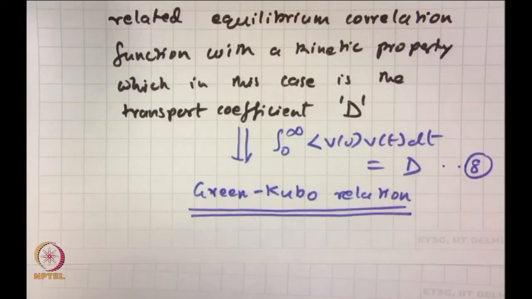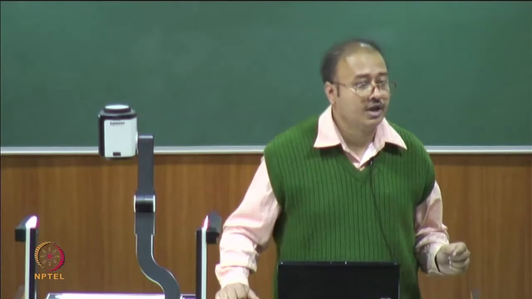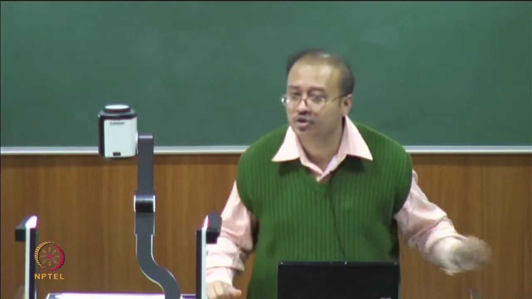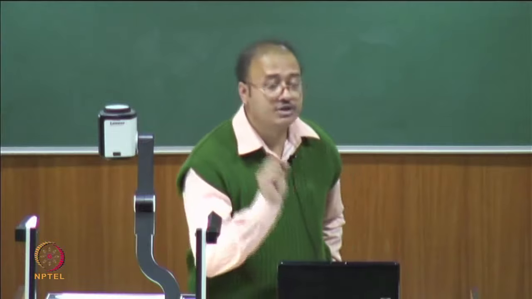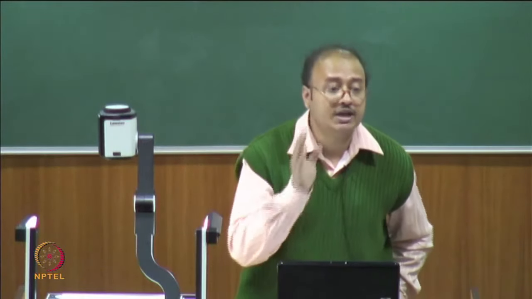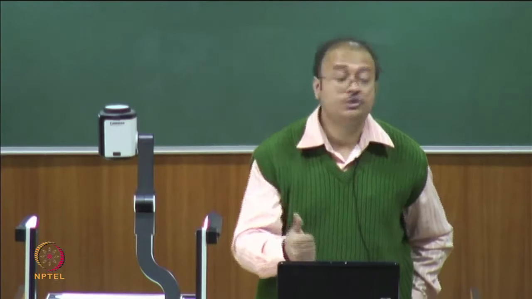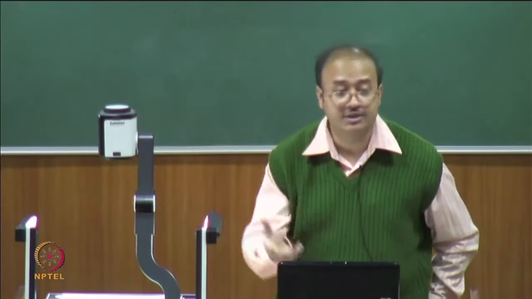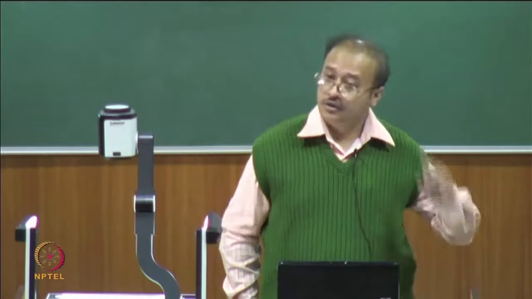Okay. These two are mathematicians. Have you heard of Green's function? In mathematics there is something known as Green's function, and there are also Kubo's relationships, so they combine to give the Green-Kubo relationship, and this is what it is. So, the basic idea of this Green-Kubo relationship is it relates an equilibrium property, thermodynamics, to something which is kinetic in nature, in this case the transport coefficient D. That is what your Green-Kubo relationship tells you. Okay.